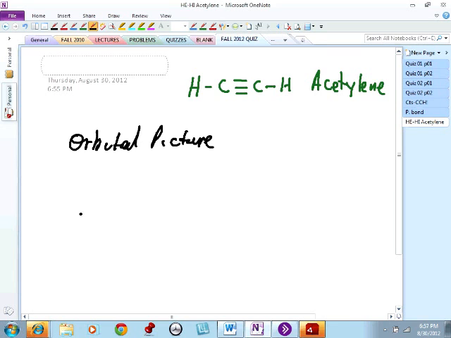The orbital picture of this here, okay, so we could start with the carbon here, right? Carbon here.